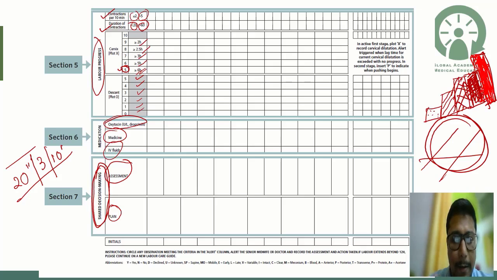new labor care guide. So if there are contractions, section 5 deals with the labor progress. So instead of the graphical representation of contractions, now they have shifted totally into numbers. No light dots for this and lateral bars for this. Like previously it was like if contractions are less, it will be represented like this. If contractions are stronger, it will be represented like this.